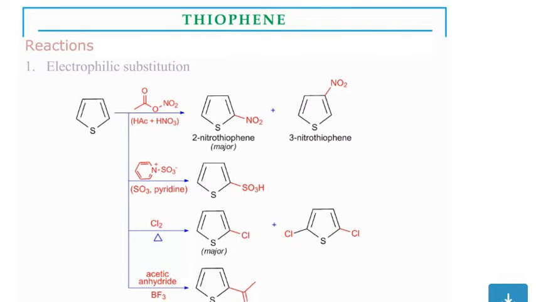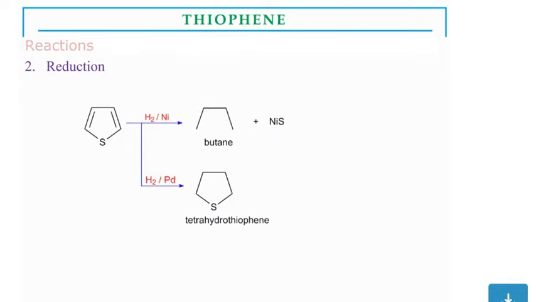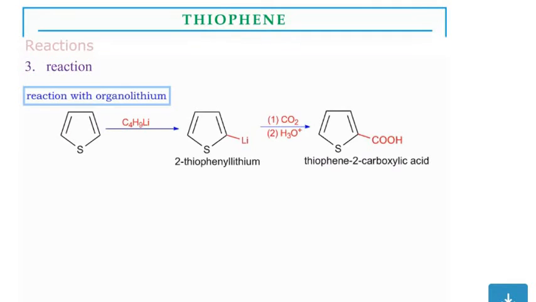Now the electrophilic substitution reactions: you can see 2-nitrothiophene is the major product, sulfonation at the 2 position, chlorination at the 2 and 5 positions, and acylation at the 2 position. Now reductions: it will open the ring and form butane, and it can also reduce the double bonds forming tetrahydrothiophene. Now you can see the reactions: thiophene gives thienyllithium, and after reaction with carbon dioxide, thiophene carboxylic acid.